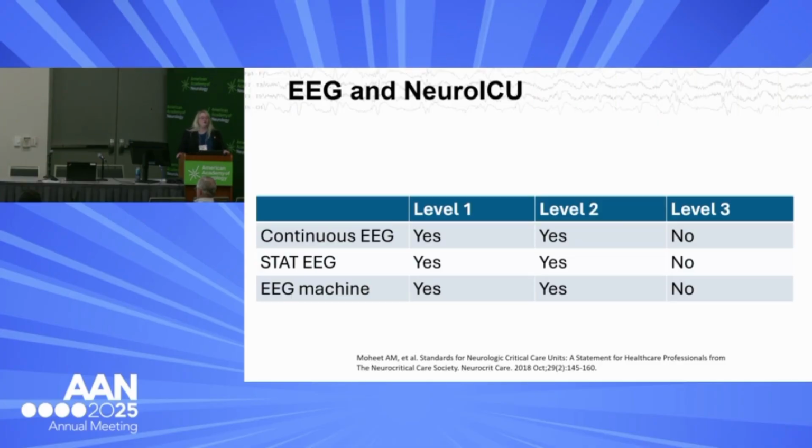When we look at the recommendations made by the Neurocritical Care Society, they recommend that even at a level 2, continuous EEG services should be available, including the availability of 24/7 stat EEG services and constantly available EEG machines. And I bring this up because, as you'll see in a minute, there are a lot of facilities across the nation that fall short of this.